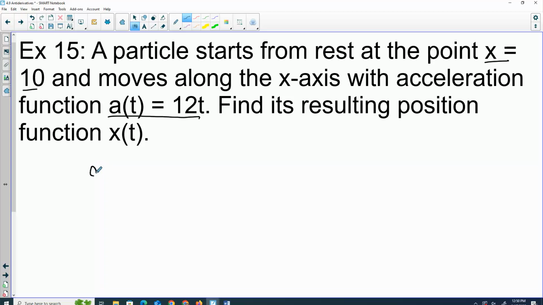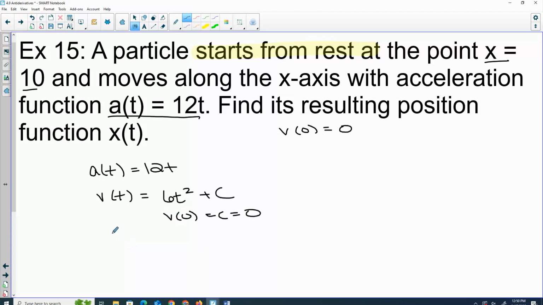Okay, so I know my acceleration. If I want to get to position, what do we have to do? Double antiderivative. The antiderivative of acceleration would be velocity, so that would be 6t squared plus c. Now we want to see if I gave you any information to find c. I said it starts from rest, so your velocity at time 0 is 0. If you plug that in, c is 0, so the velocity function is just 6t squared.